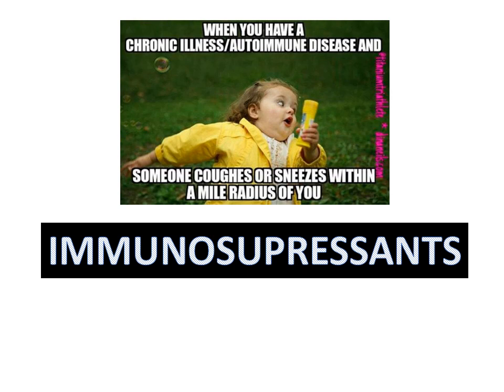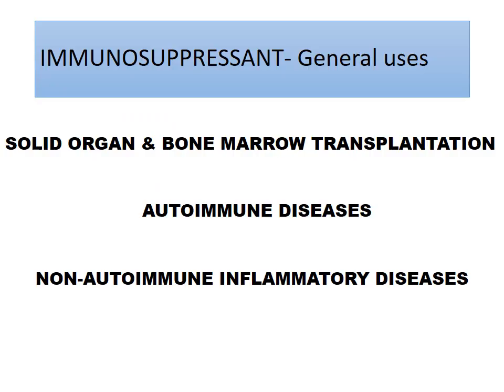Now comes the main part of the topic, that is immunosuppression drugs. The drugs that suppress the immunity are called immunosuppression drugs. There are general uses of immunosuppression drugs. They are used in prevention and treatment of graft versus host disease, that is solid organ and bone marrow transplantation rejection. Solid organs include kidney, liver, heart, lungs. So they are used in organ rejection. It can be solid organ or bone marrow rejection.